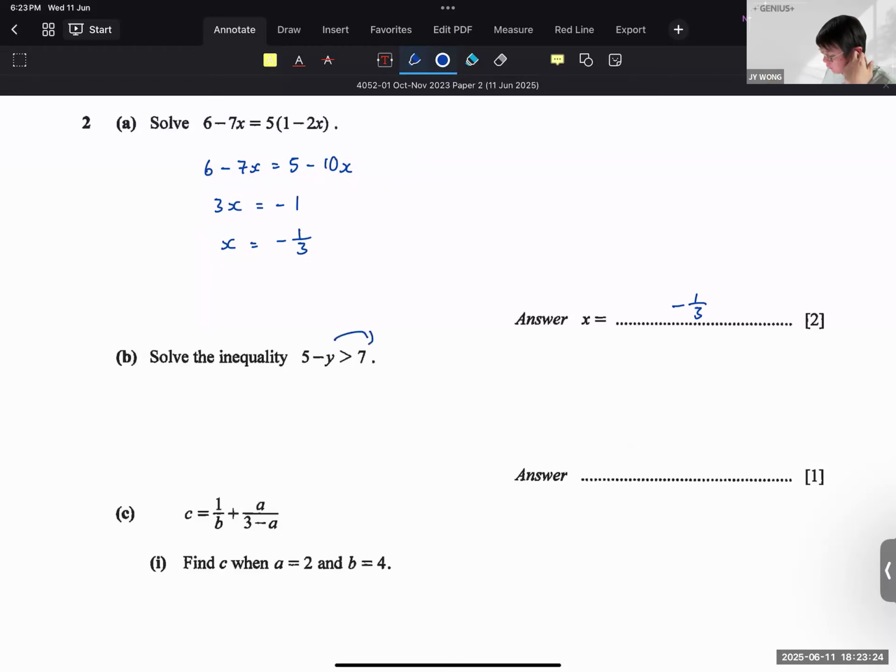You bring the y to the other side, you bring the 7 over, so it becomes -7, you will get -2 is greater than y, and therefore y is less than -2. When you're writing inequality, the -2 has to be on the right side, the variable has to be on the left side, so you cannot write it in, you have to switch them around no matter what. Okay?